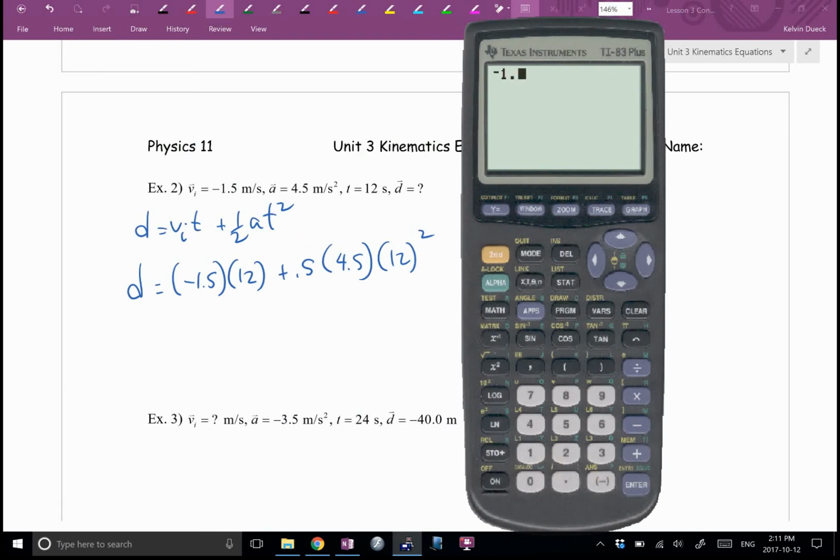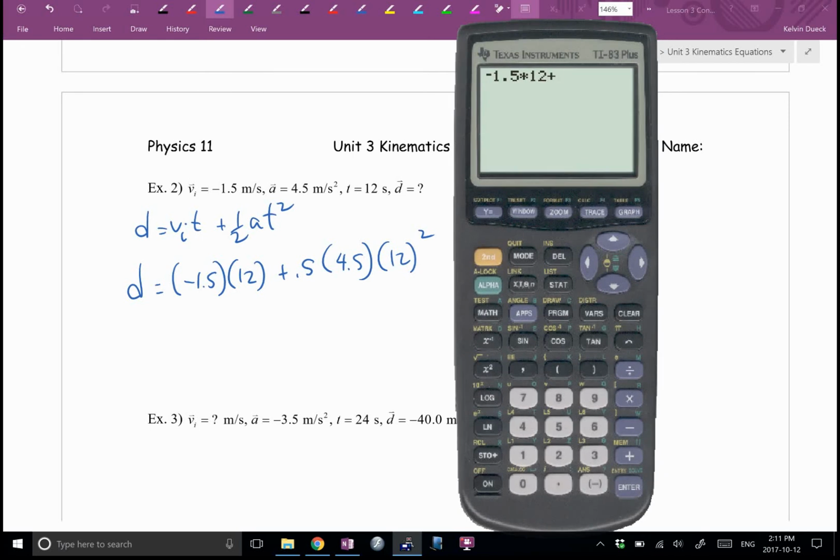Negative button 1.5. Oh, Justin, is there a fraction here? So you know. There was a 1/2, but what's 1/2 as a decimal? So I'm going to assume you guys are okay with that. So is there a fraction here? No. So no need for brackets around everything on the top. Okay. I type negative 1.5. I hit times and I hit 12. I don't go bracket, bracket, close bracket, bracket, bracket. I hit plus 0.5 times 4.5 times 12, and I hit my x squared button.